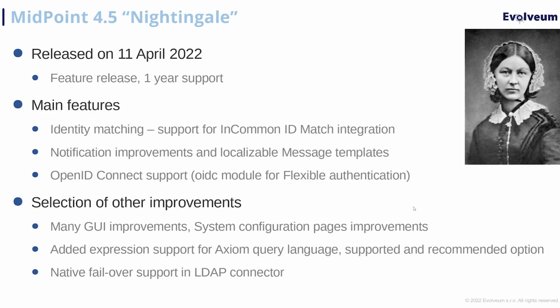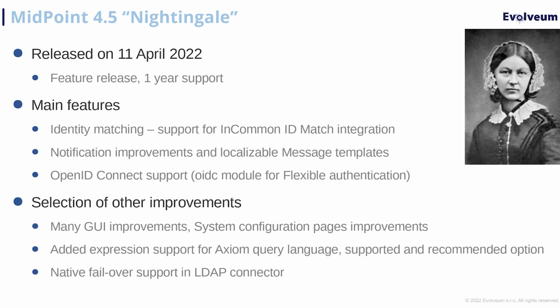It was released April of this year, and it's a feature release, 1-year support, and it has main features like identity matching, where the support for in-common ID match integration was added. There are some notification improvements and localizable message templates. Then flexible authentication, there was added module for OpenID Connect, and many more GUI improvements. System configuration pages were reworked. There's also added expression support for Axiom query language and native failover support for LDAP and more.